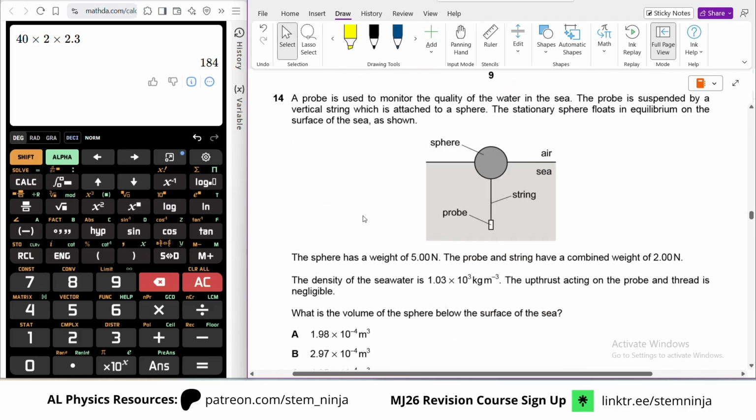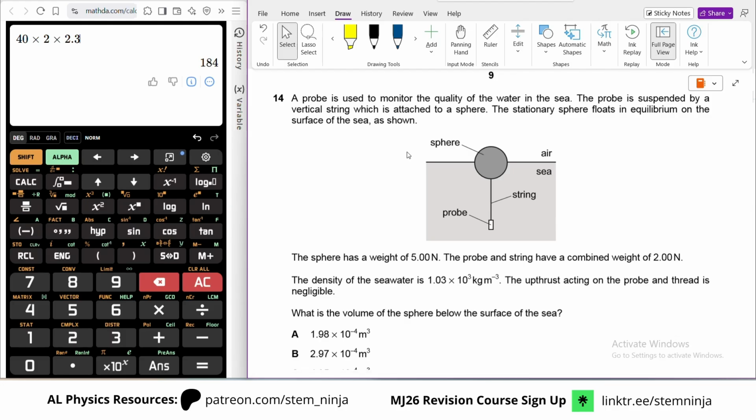A probe is used to monitor the quality of water in the sea. This probe is suspended by a vertical string which is attached to a sphere. The stationary sphere floats in equilibrium on the surface shown. The sphere has weight 5 Newton. The probe and the string have a combined weight of 2 Newton.